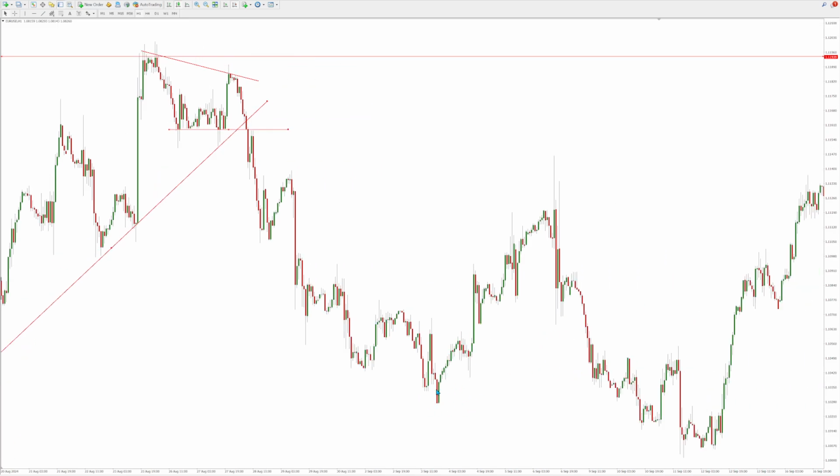We would have probably exited around here somewhere. You see a big reversal back. If you did stay in all the way, you could have had 150 pips, but this pullback here would have probably triggered most people's stop loss.